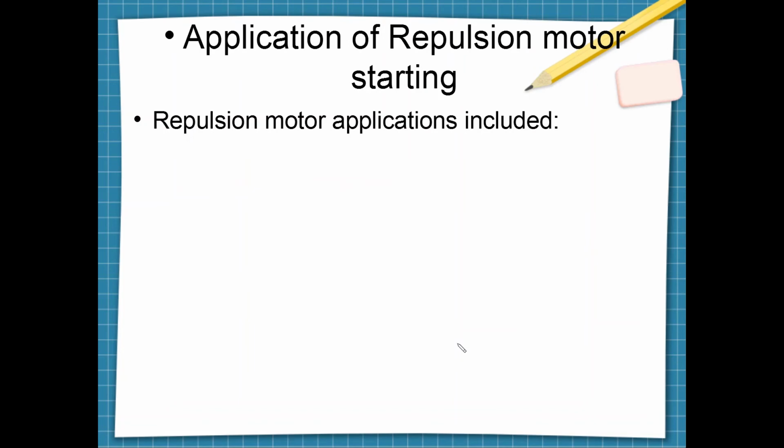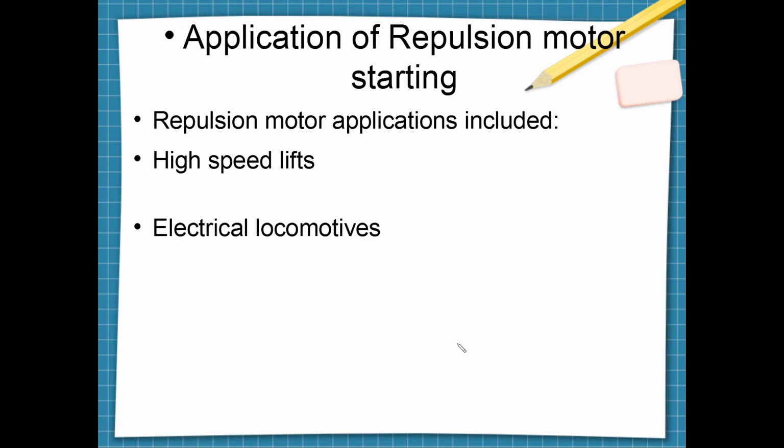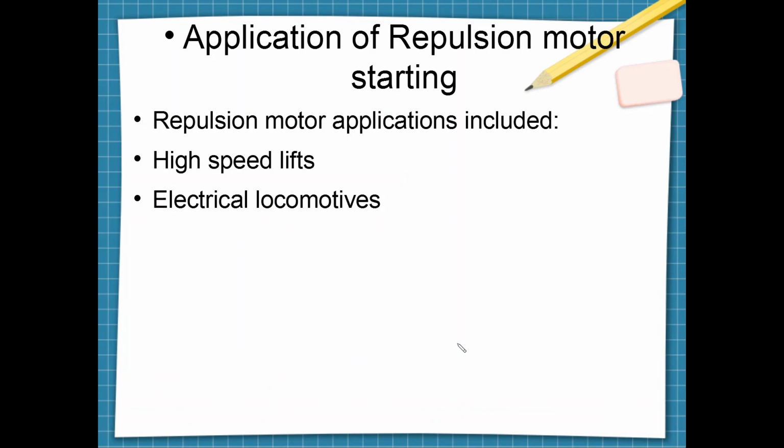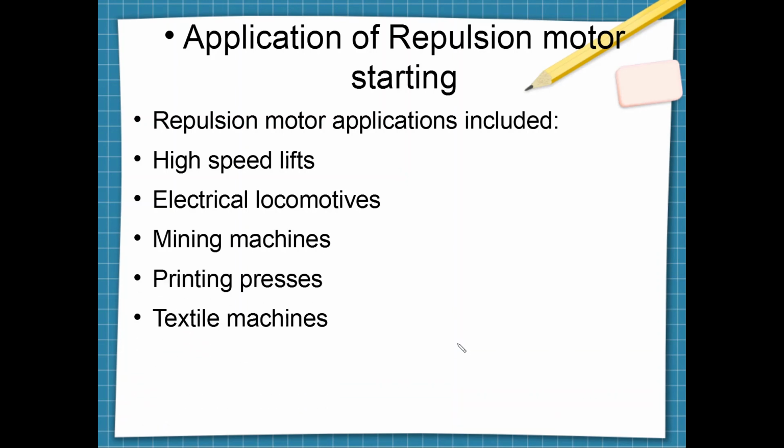Application of repulsion motor starting. Repulsion motor applications include high-speed lifts, electrical locomotives, but of small scale. We will be covering that in 3 phases also. Mining machines, printing presses, textile machines.